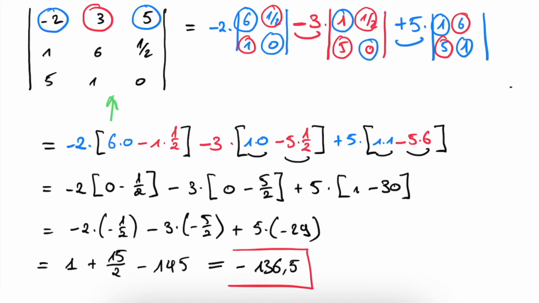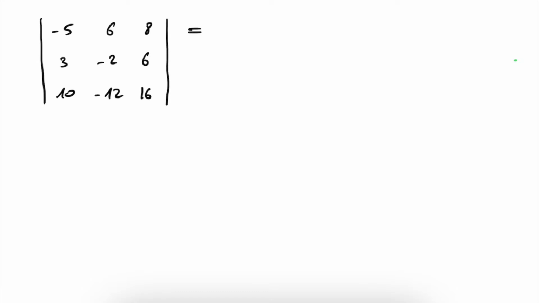Let's go to the next 3 by 3 determinant. But before calculating, I want you to take a minute and just look at it. So we have minus 5, 6, 8, 3 minus 2, 6, 10, minus 12, and 16. Again, we could go right in and start calculating this by taking this number, doing it times this determinant, this number, and the other determinant. Now we could go straight in and start calculating.